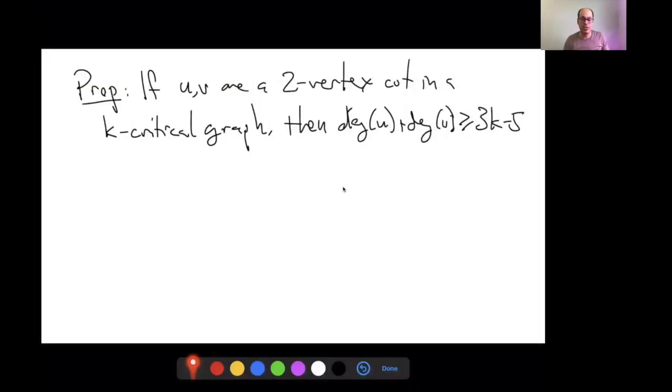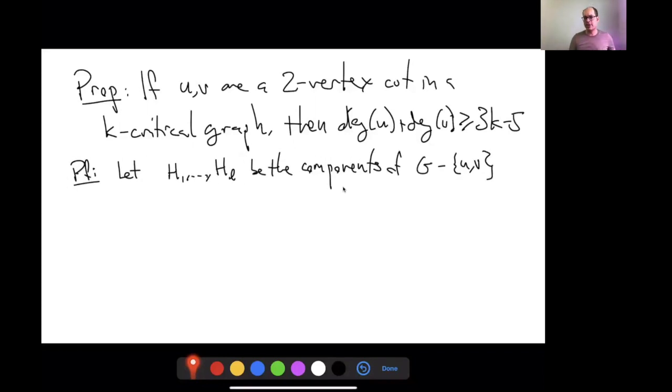And now let us proceed to the proof of the proposition. So to prove this proposition, we're going to really have to dissect everything that happens in this case when you have a k-critical graph and a two-vertex cut. So let's see what's going on.